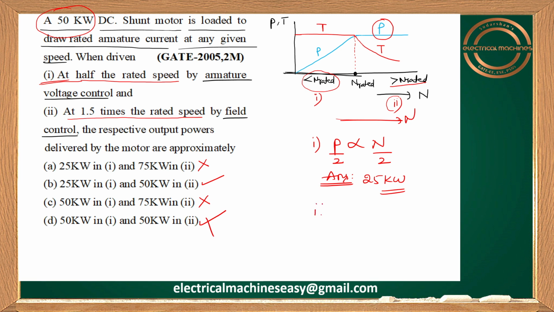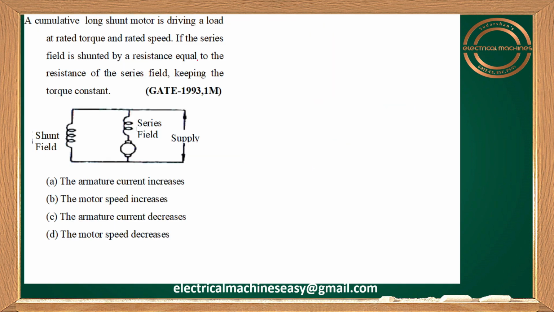So I told you already, the second case is 1.5 times rated speed, nothing but greater than rated speed. Your answer is how much? 50 kilowatts only. And in case one, your answer is 25 kilowatts. So option B contains 25 kilowatts in one and 50 kilowatts in two. So option B is the correct one. Okay, right. Next question. It's a very simple question.